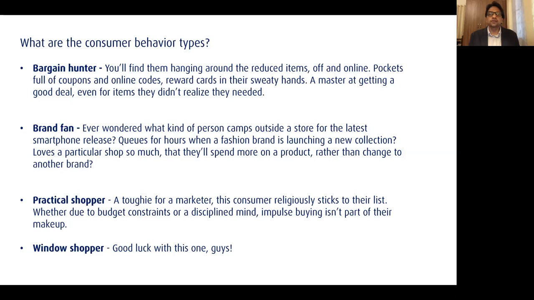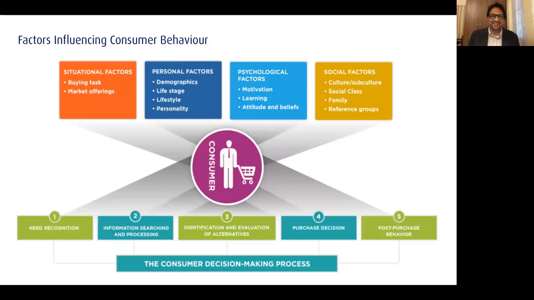Next comes the practical shopper. Now he's the person who comes with a list and sticks to the list. He doesn't look here and there. He comes there, he buys one particular product and goes back. That's a practical shopper. And the next one is a window shopper, who is in one way the most irritating guy to have, who just comes, takes a look, and zero engagement. So that's why we say good luck with this one.